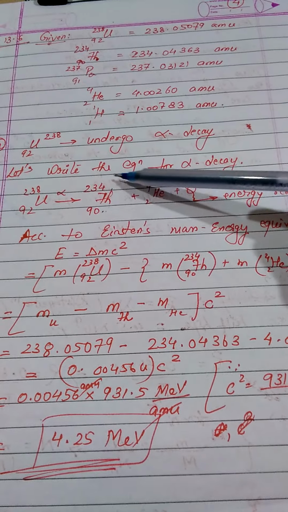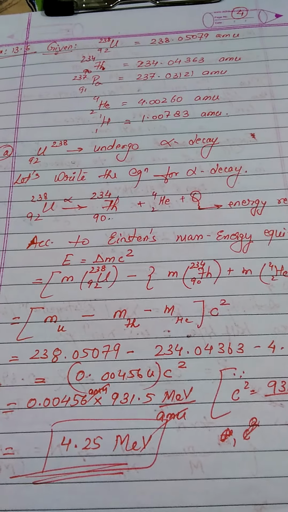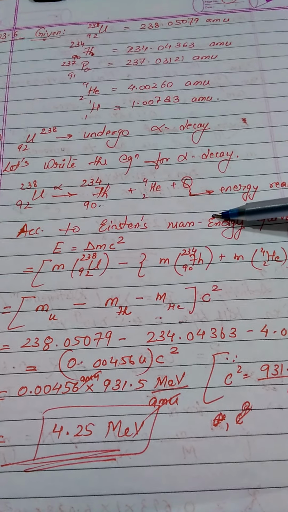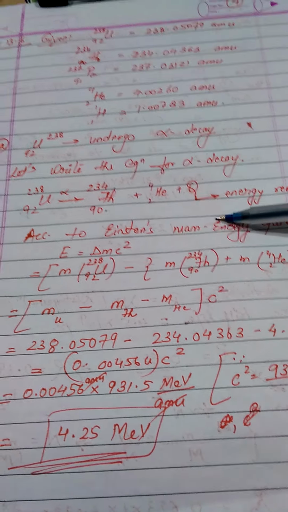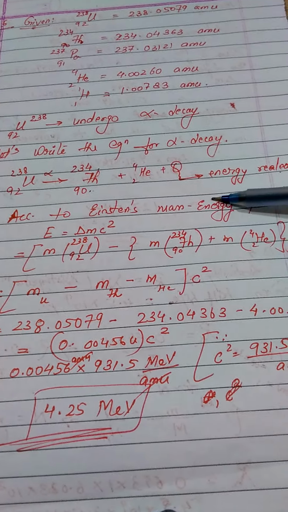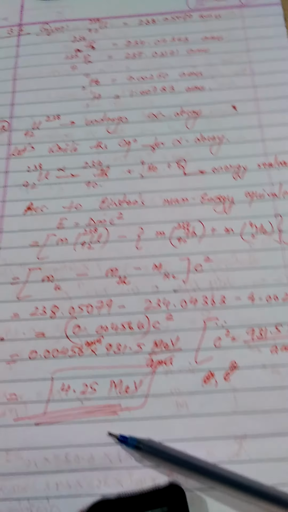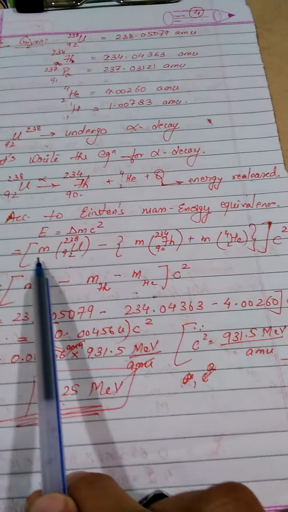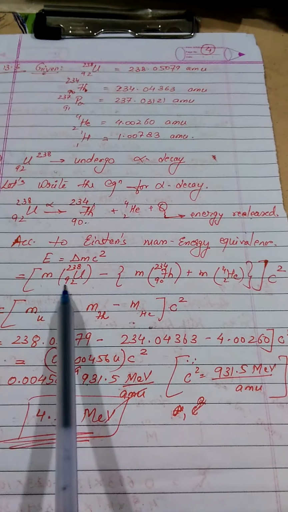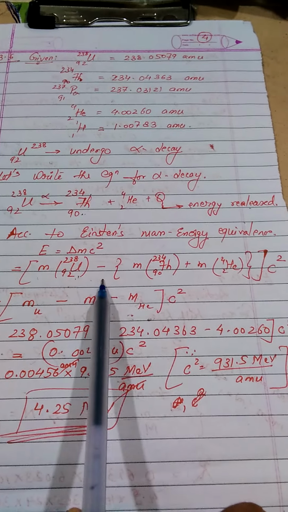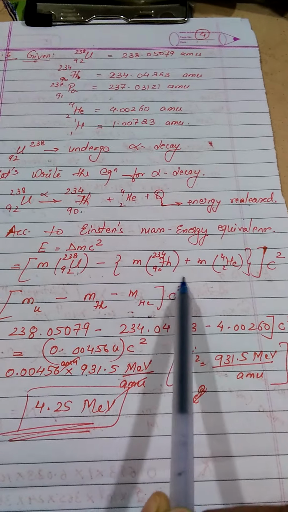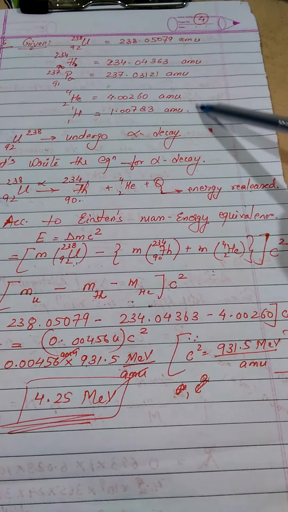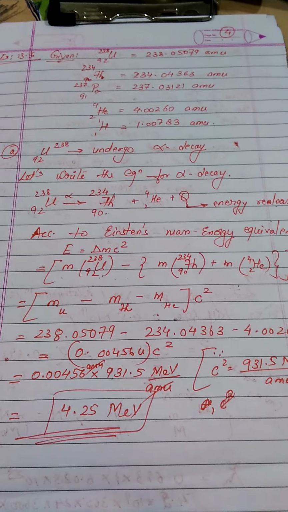So accordingly we have been asked to find the equation. So this is our equation. With the help of this equation we will be finding the energy which is released. Energy released will be calculated with the help of Einstein's mass energy equivalence relation, which is E equals delta m c square, and delta m is the mass defect that we already know how to calculate. So mass of uranium, that is the reactant, minus the summation of the mass of the products. We have the values given and we will substitute the values in this equation.